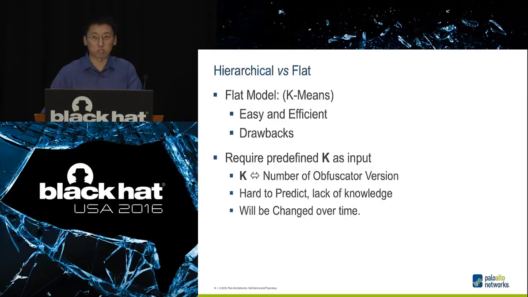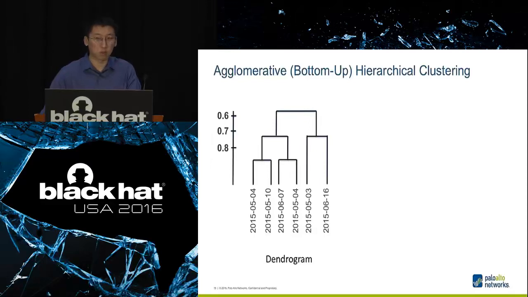which is hard to predict because when we collect the samples, we don't have that information. And even though we can estimate the k in some ways, it still doesn't work because obviously new versions or new variants will come up later. Therefore, we choose to use the hierarchical clustering model.